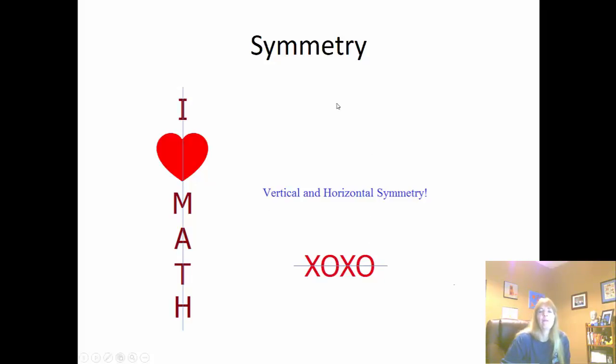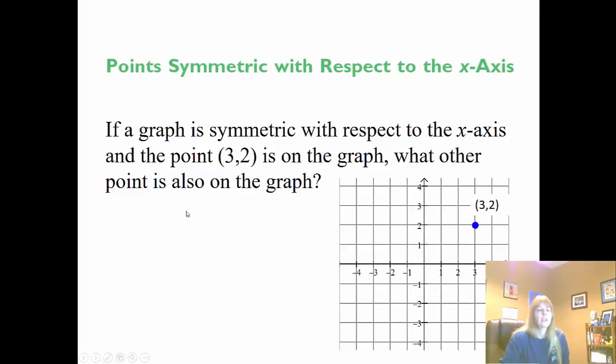But when we talk about functions being symmetrical, that means if you cut them in half, the left-hand side looks like the right-hand side. You can certainly cut it vertically or horizontally. If a graph is symmetric with respect to the x-axis, I think of the x-axis as my mirror. If I have the point (3, 2), what other point would be on the graph? I would mirror it down here, and my x value is still the same, but my y value becomes -2.